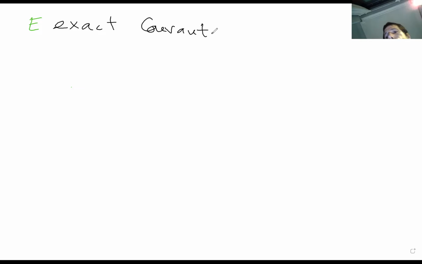So I'm going to fix an exact Courant algebroid. And the idea, in order to define the generalized Ricci tensor, is to try to follow the principles of Riemannian geometry. So how do you define the Ricci tensor in Riemannian geometry?